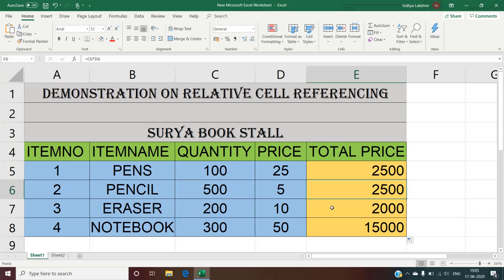Similarly, next for eraser, you can see the cell formula is C7 into D7. Next, for notebook, you can see it is equal to C8 into D8. So this process is known as relative cell referencing, where when the formula is copied, the cell reference changes automatically.